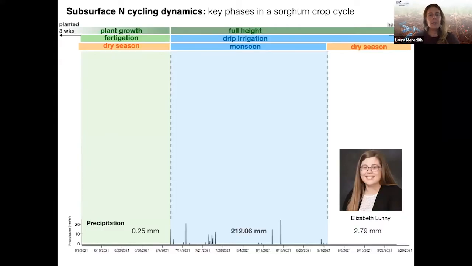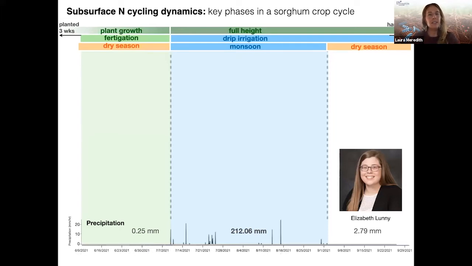So I wanted to show some of our emerging results from the study. We're actually still in the field. We just harvested last week and have a couple more weeks of observation. But over the course of this cropping cycle, we have 3 different stages that we've observed. The first stage, we were applying irrigation and nitrogen fertilizer to the plants through the fertigation drip line. And so that first phase was really characterized by nitrogen availability from exogenous inputs.